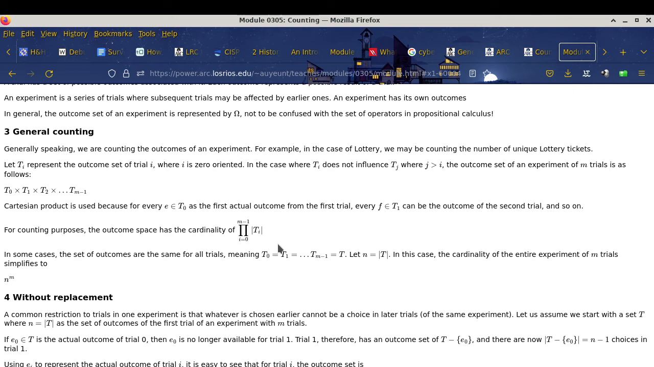Is that okay? So in those cases, your T0 all the way up to T subscript m-1, each one representing the outcome of a single trial, they're all the same. I just use the index here to say, this is the outcome set of the first trial, second trial, third trial, and so on. But in the end, they're all the same.